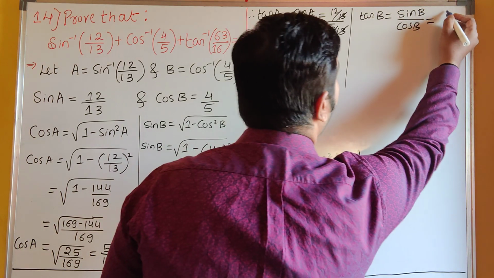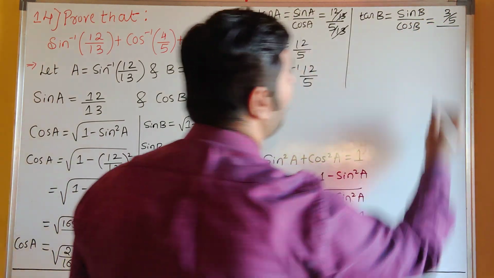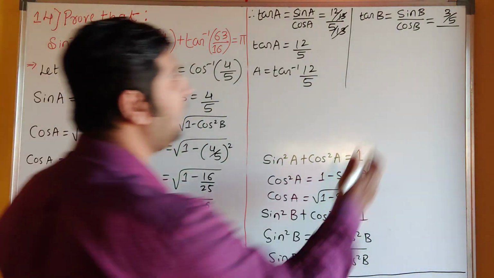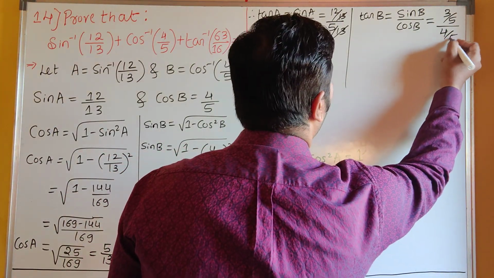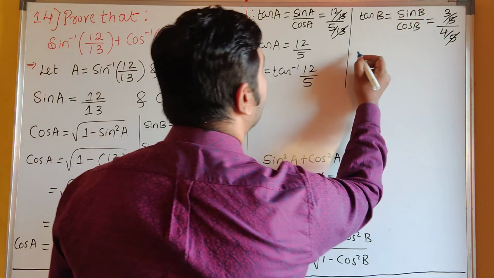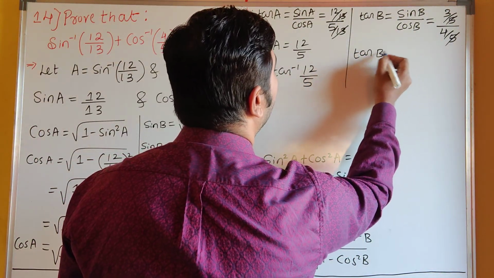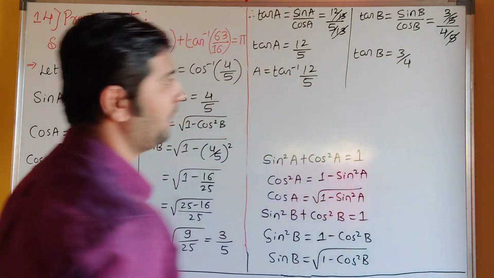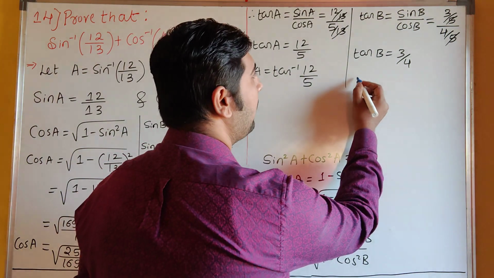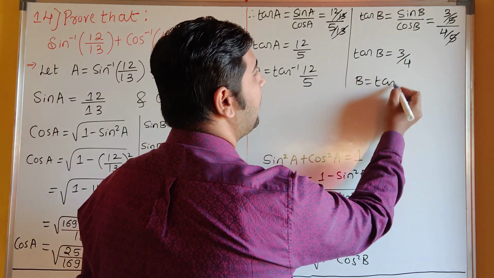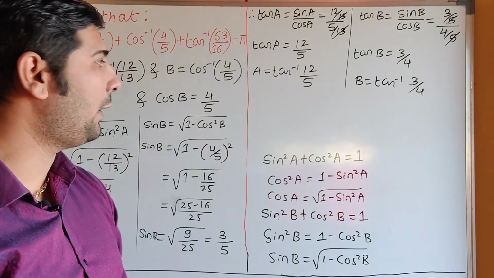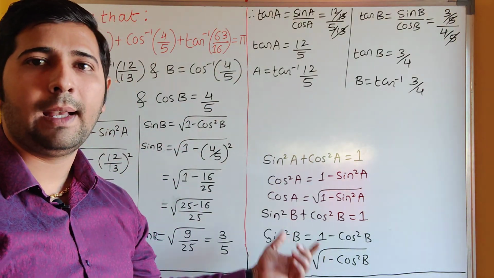I will substitute here 3 by 5. And what is cos B? The cos B value they had only given, 4 by 5. The 5s get cancelled. So how much you got? That is tan B is equal to 3 by 4, dear students. Clear? So if you take tan on the right side, it will become B is equal to tan inverse 3 by 4, dear students. Clear? So I hope you have copied these formulas. I will erase this.